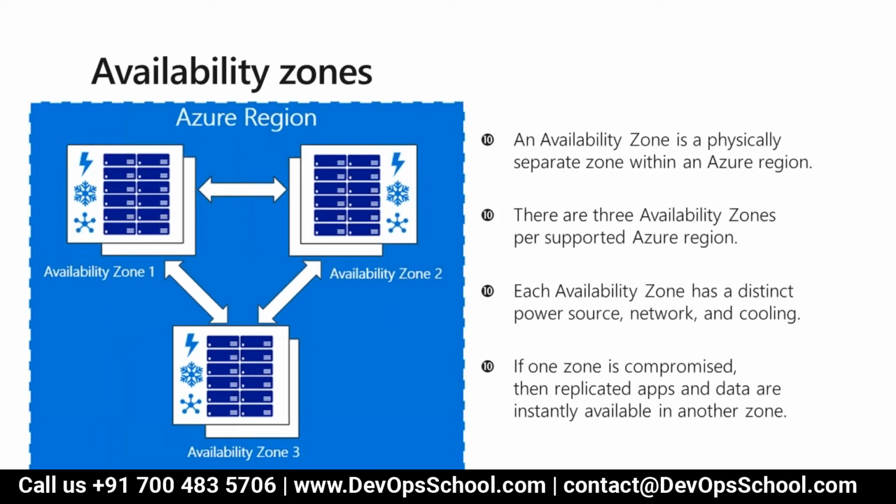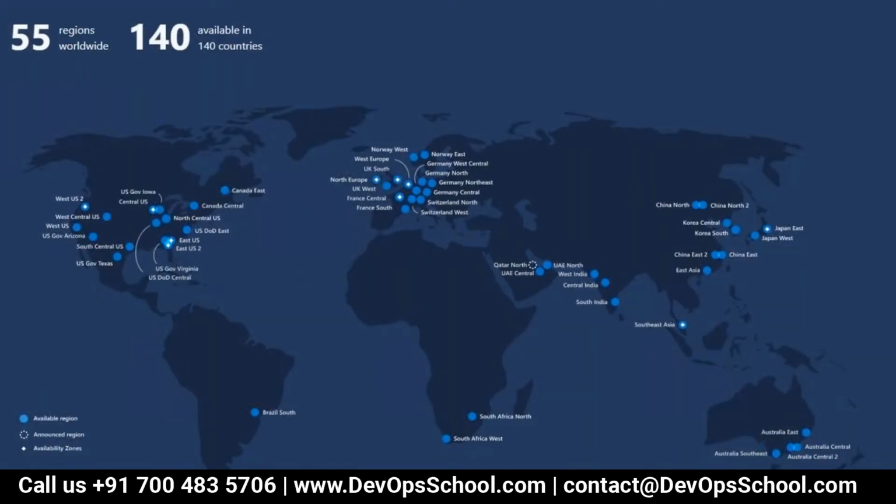Okay, as individuals we don't know anything. Fine, you know, right? Due to, say, a terrorist attack, anything can happen, correct? All this security region. So Azure has till now 55 regions worldwide, and the Azure cloud provider is going to provide their services in 140 countries. Okay.